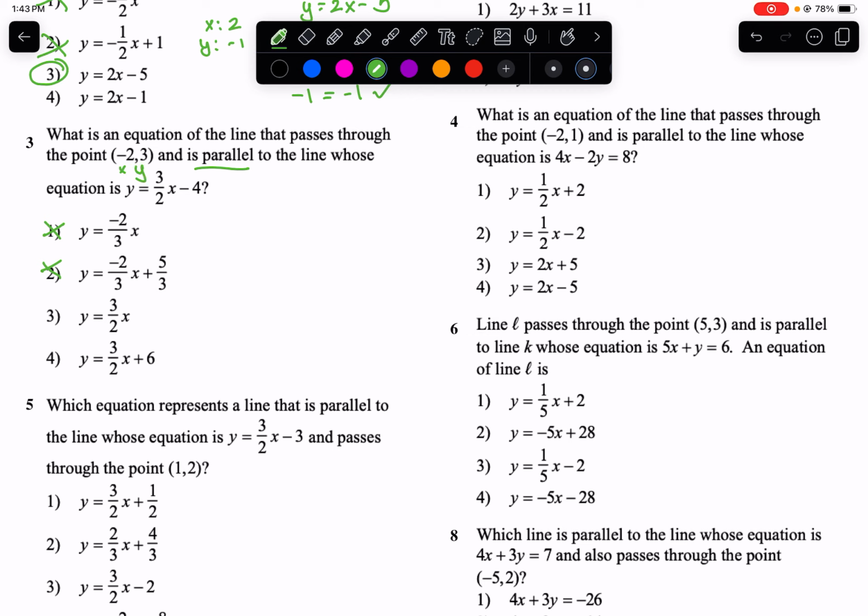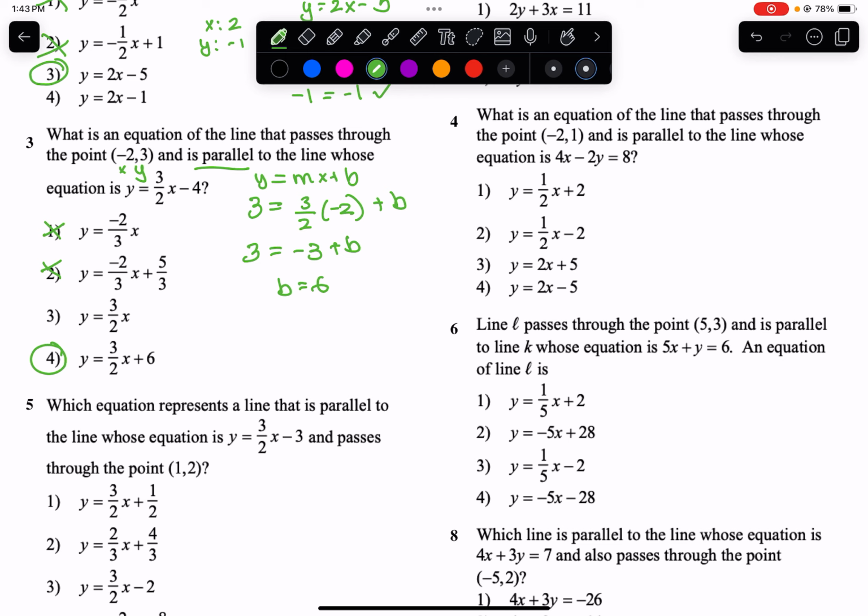So you have x and y. So we replace y with 3, m with 3 over 2, x with negative 2, and b with b. So now I'm solving, and we should get that b is equal to 6.